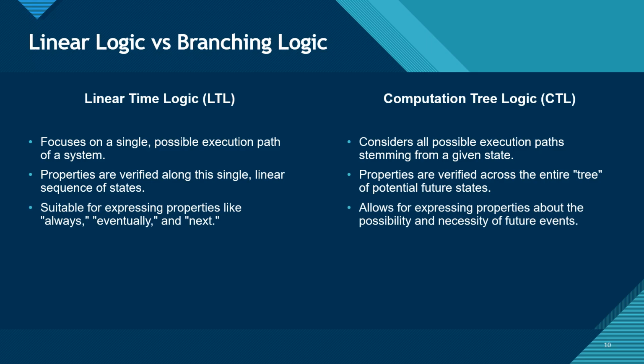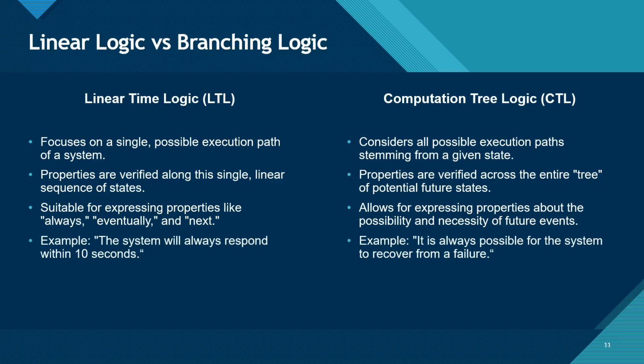Linear time logic is always suitable for expressing properties like always, eventually, and next. Computation tree logic, on the other hand, allows for expressing properties about the possibility of future events. Here are some examples which provide us a better understanding on how these reasoning methods would behave.